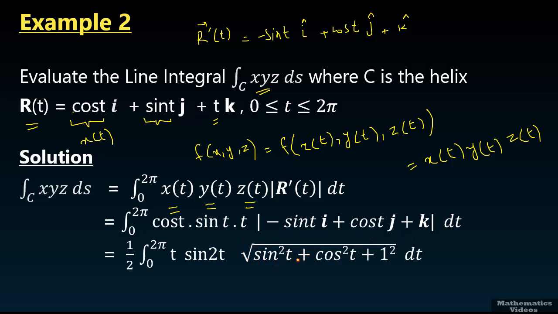Okay, the magnitude of this vector is square root of sine squared t plus cos squared t plus 1 squared. Sine squared t plus cos squared t is 1, so 1 plus 1 is 2, and the result is the square root of 2. Since square root 2 is constant, it will be taken outside the integral, so that we have this. Now the integrand is 3 times sine 2t, so we need to apply the integration by parts. That we will do in the next step.